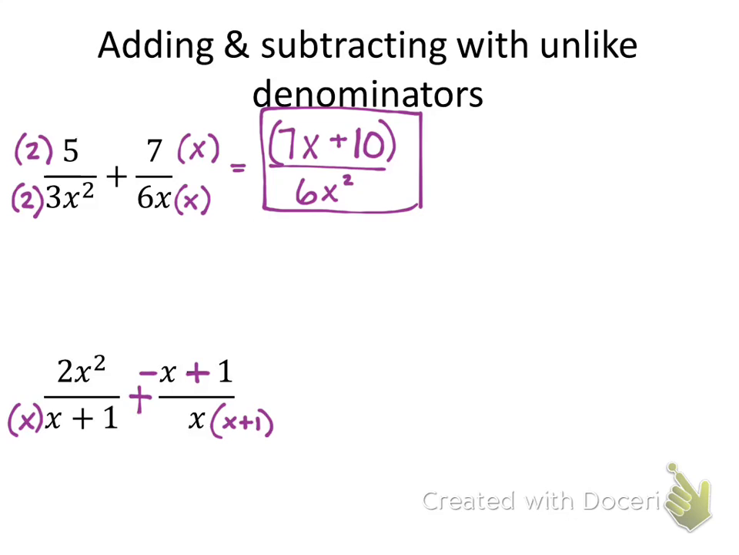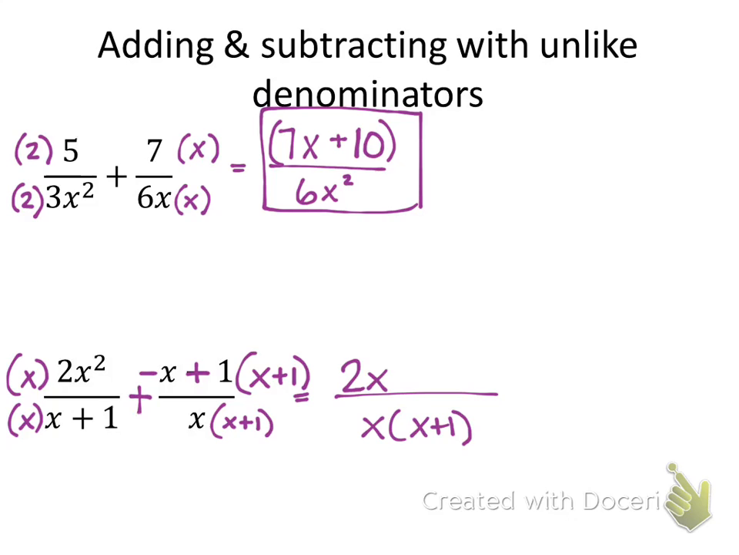So now I've got my new common denominator of x times x plus 1. And whatever I do to the bottom, I need to do to the top. So I multiply this by x plus 1. All right, let's do the first fraction first. 2x squared times x is 2x to the third power.